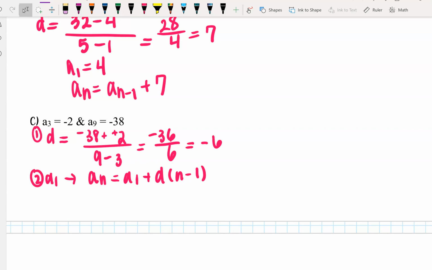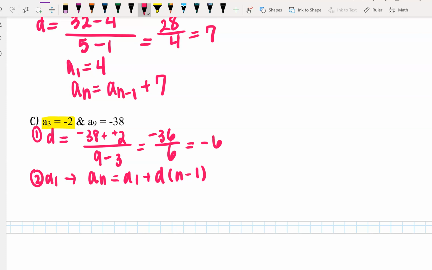There's a couple ways to do this. I prefer using the formula, and then you pick a term to use in the formula. So I'm just going to use a sub 3 equals negative 2. Again, there's a couple ways to do this. This is not the only way, but this is the way that I recommend because it is a little quicker.